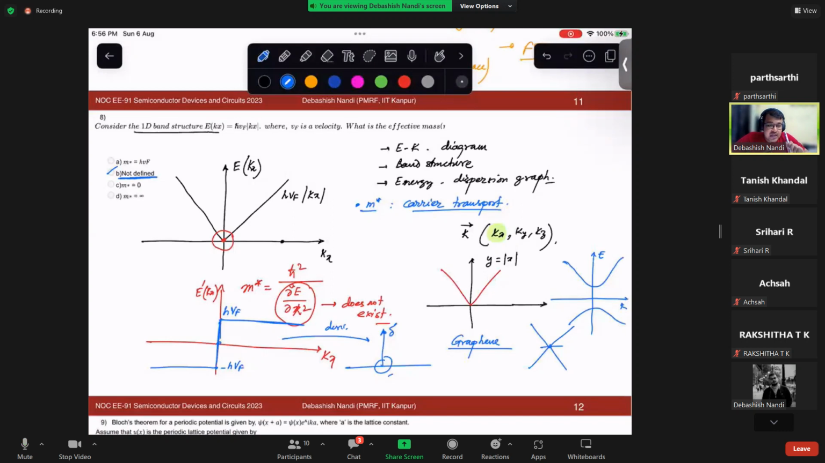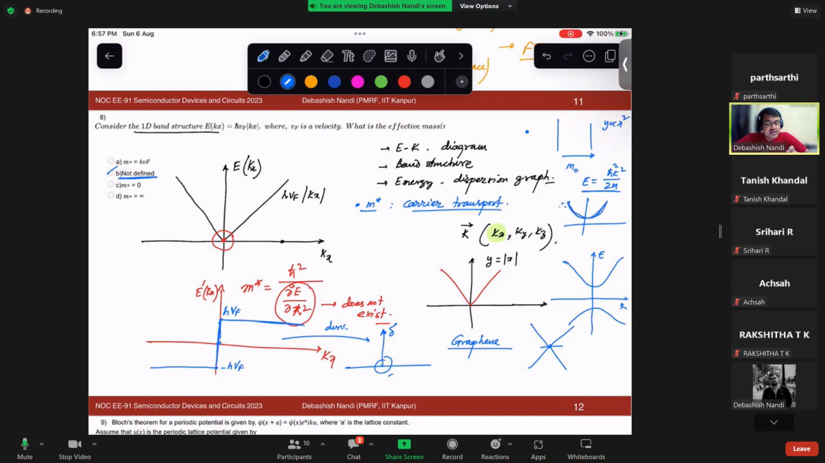This M star is your effective crystal mass. You see, in free space, an electron moves with a mass of, let's say, M0, okay? What is free space? There is no force acting upon the electron. That means the electron has only kinetic energy, so E is nothing but h bar square k square by 2m. And what is this E-k relation? y proportional to x square. This is nothing but your parabolic relation, right?